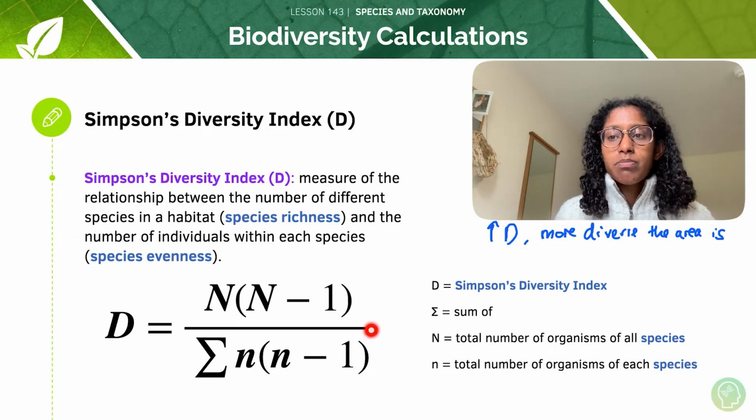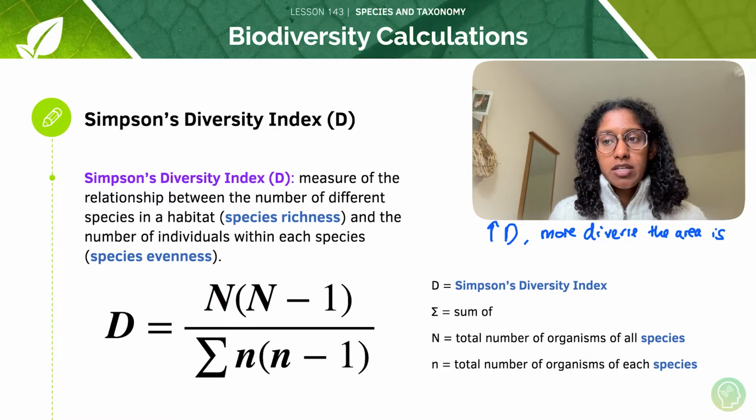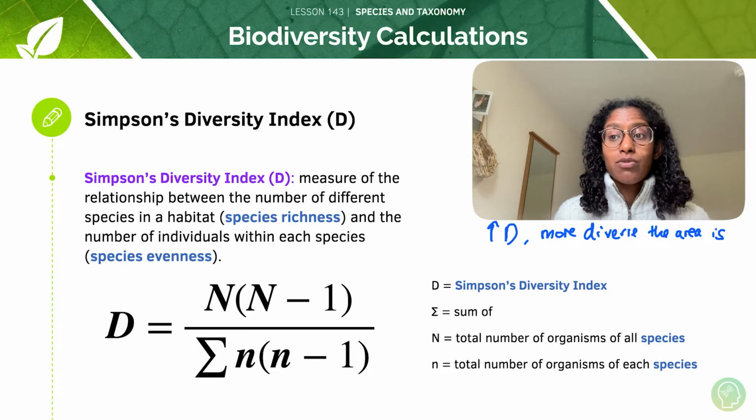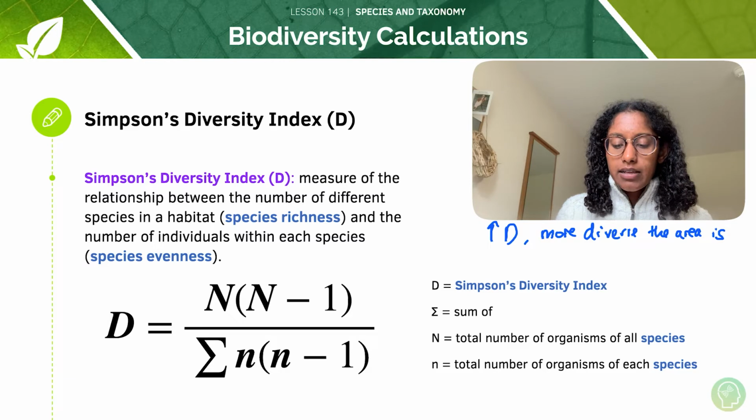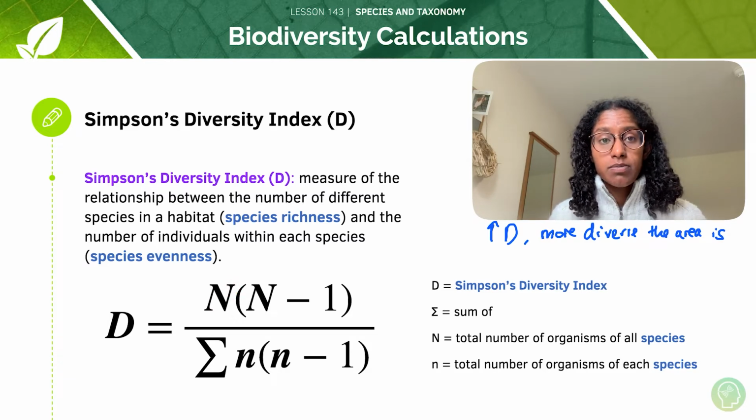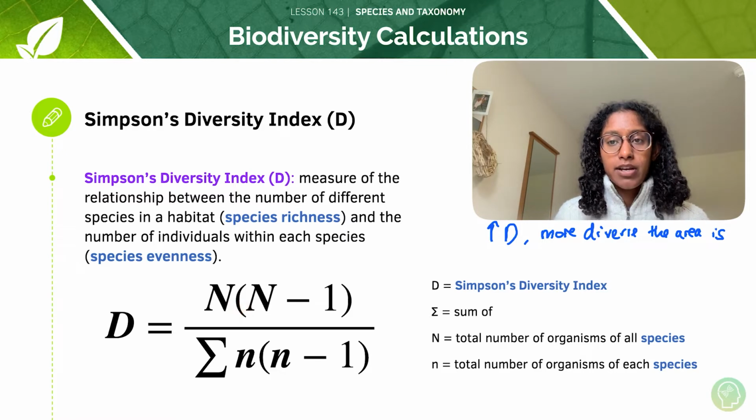So what are the actual components of our equation? Let's start with the top line. Big N is the total number of organisms of all species. And so we have N, the total number of organisms of all species, multiplied by N minus 1.